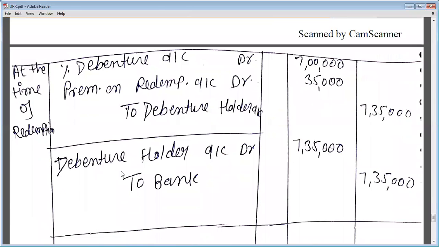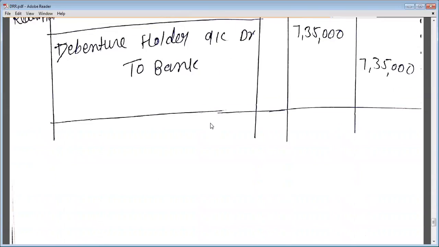Now, the second entry, when we pay the debenture holder, what entry will be passed? Debenture holder account debit to bank, that is 7,35,000 we have to pay debenture holders. In this case, the debenture holder is the receiver, that's why we debit the debenture holder, and the bank is the giver, that's why we credit the bank. So these entries will be passed at the time of redemption.